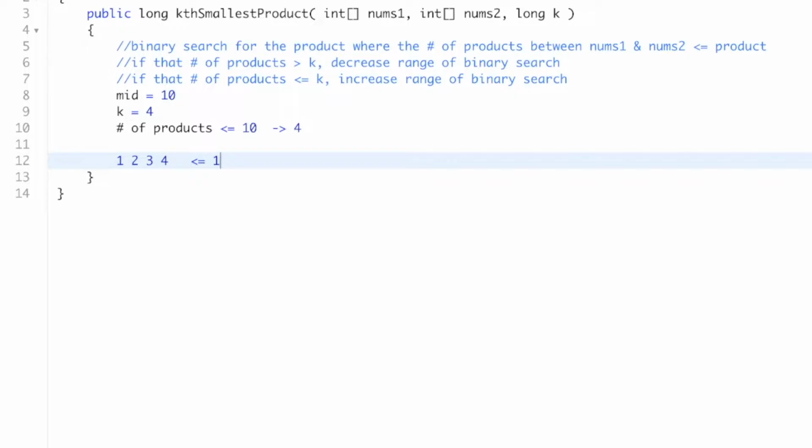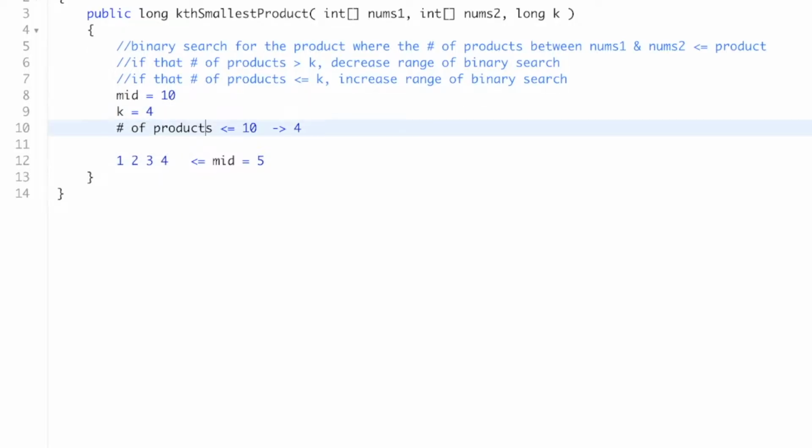We would set our high equal to 10 now, and then calculate our new midpoint. Let's say our midpoint was now 5. Now how many products are less than or equal to 5? Notice that it's still going to be 4, these 4. So we have to just keep binary searching. We essentially have to keep binary searching for the smallest number that results in the number of products being equal to k.